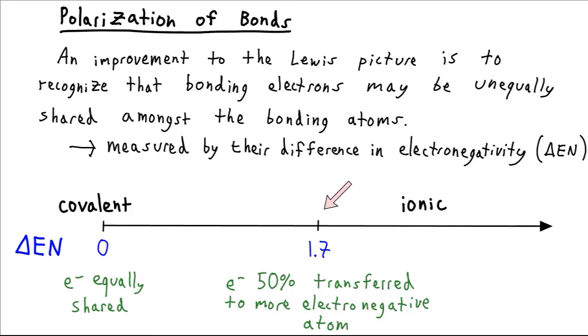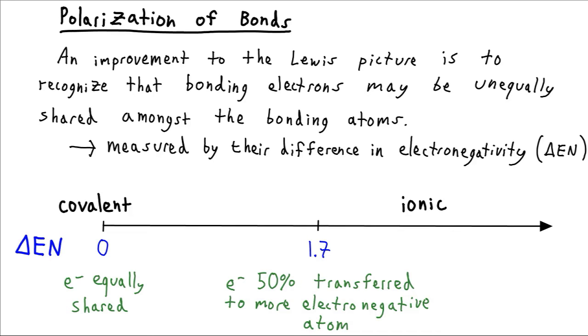This is a reasonable cutoff where we'll start calling this an ionic bond instead of a covalent bond. Even though it's reasonable, it's arbitrary. It could have been a little bit to the left, it could have been a little bit to the right. But this will help us to draw some broad categorizations of different kinds of substances and how they behave in different situations.